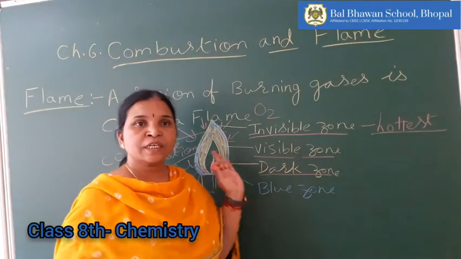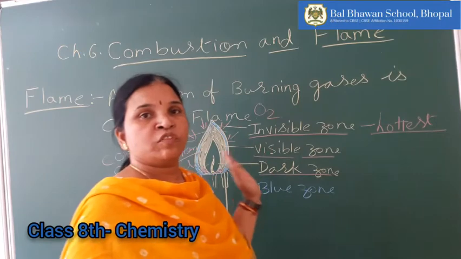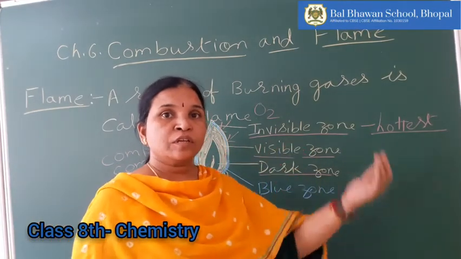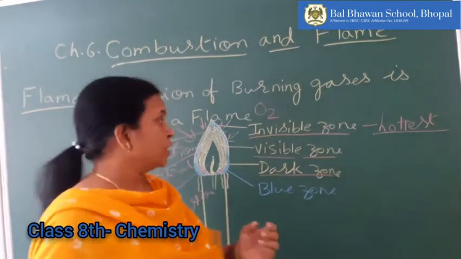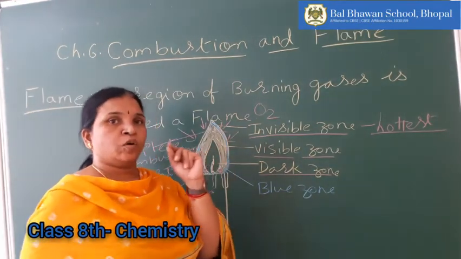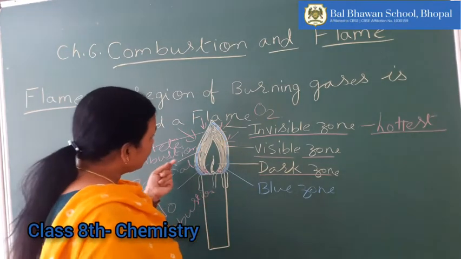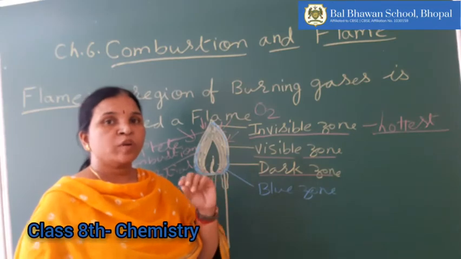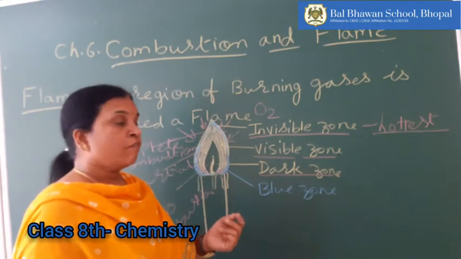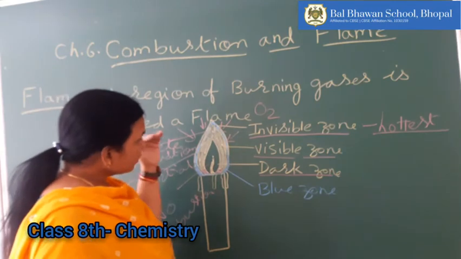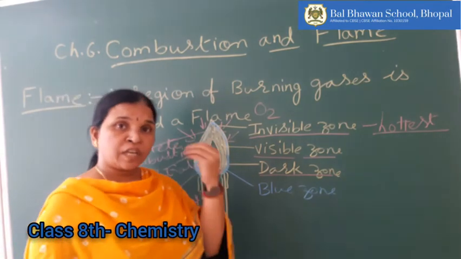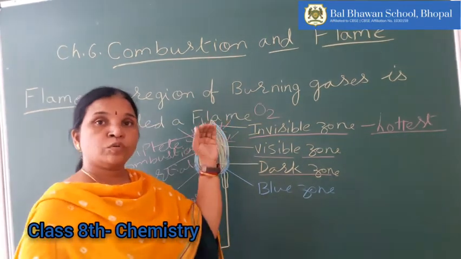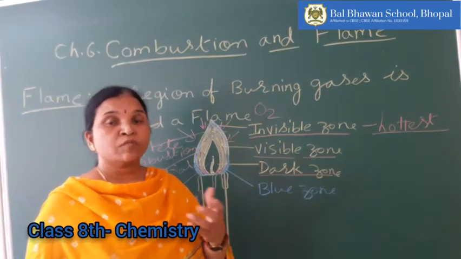Now how much heat is produced by each of these zones, that we are going to discuss with the help of different activities. If you take any combustible material and place it in the dark zone, you will find it will take a lot of time, and moreover it may not catch fire. Whereas in the middle zone it will take time but it will catch fire, and in the outermost zone you will find that it will catch fire immediately.